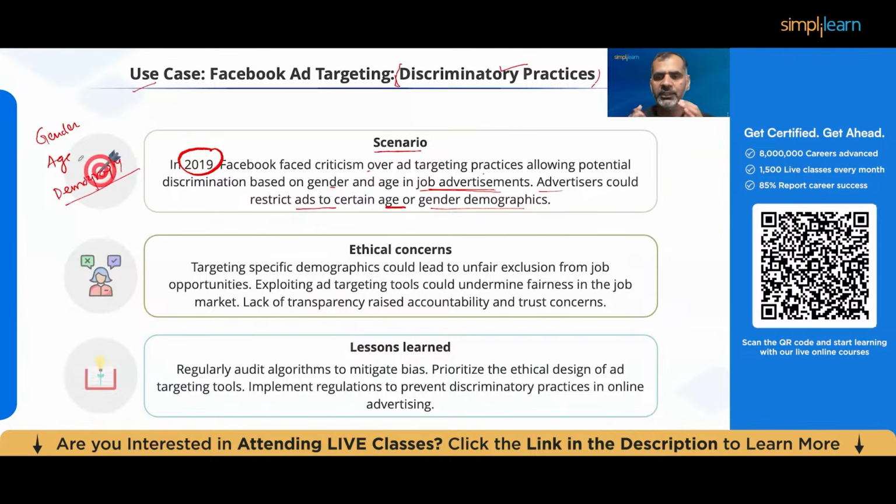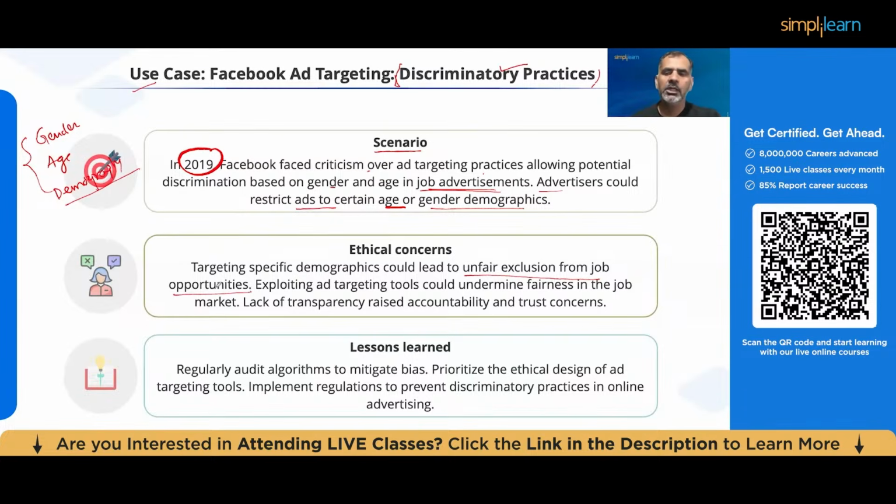So the advertisement becomes a targeted advertisement. You can say it's a targeted audience advertisement. It will only be visible to those users who pass these filter criteria. So this became a discriminatory practice because it was raised in 2019 by somebody that this is not right. You are not being fair while providing these advertisements or issuing information to your end user. The ethical concern in this whole practice is that targeting a specific demographic could lead to unfair exclusion from job opportunities. That's a very common thing.